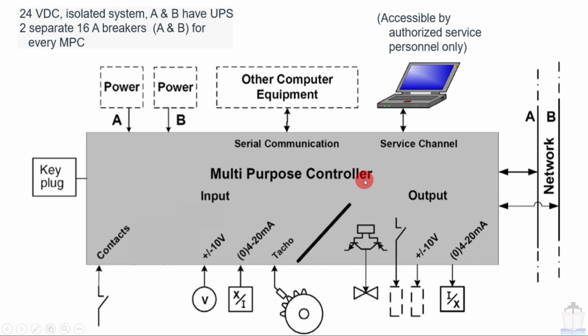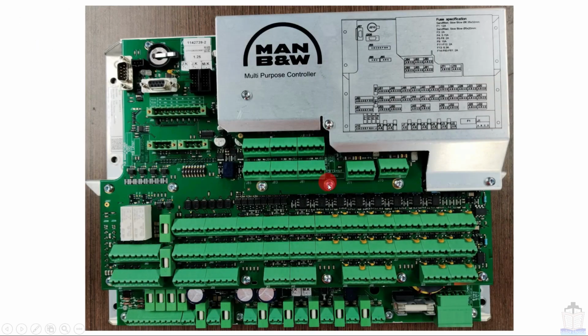Now we are going to see one by one all the components of the multi-purpose controller. Our first is power input A and B. This A means it is coming from UPS A and this one is coming from UPS B. We will see where they are located in the MPC. As I have already told, this is our main power input socket J1.